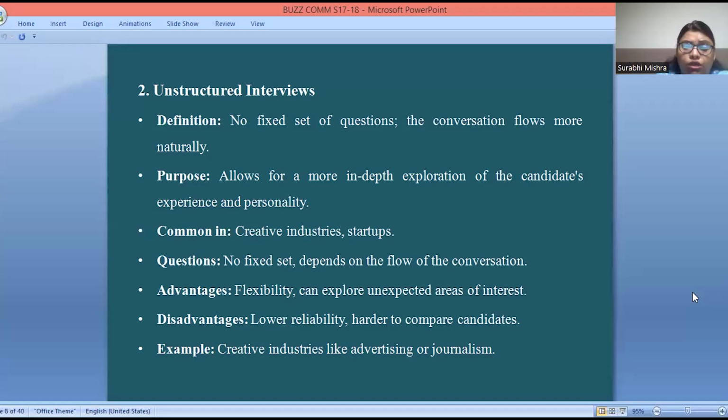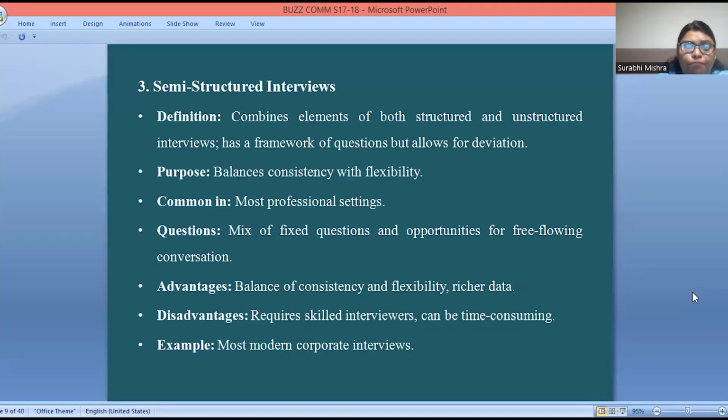Now, coming to the next category, the next type of interview is the semi-structured interview. So when we talk about a semi-structured interview, it has elements of both structured and unstructured. So it is a combination of a structured interview and an unstructured interview, right? It has a framework of questions, but allows for deviations, right?